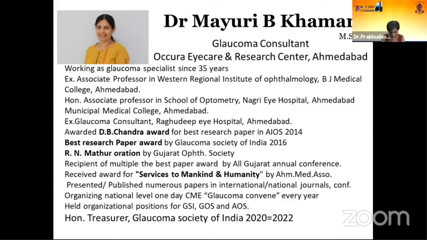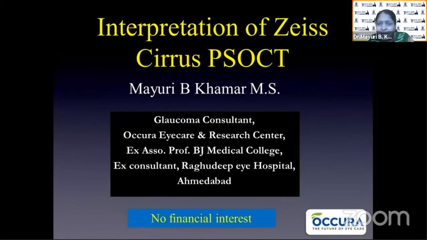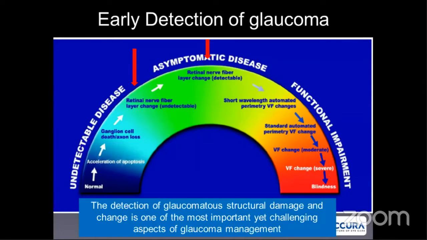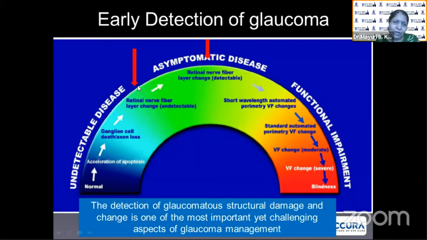Yes, thank you. So I will be talking on the interpretation of the Zeiss Cirrus PSOCT. My presentation is going to be faster, because the previous two speakers have covered a lot of aspects, so I will not go into the detail. We know that early detection of glaucoma is a must to prevent the damage or prevent blindness. And the structural damage of glaucoma should be detected earlier, because the functional damage will take some time. So on the continuum shown here, we should come up somewhere here, and it is possible to get this with the help of OCT.